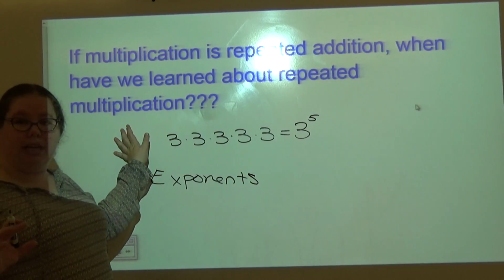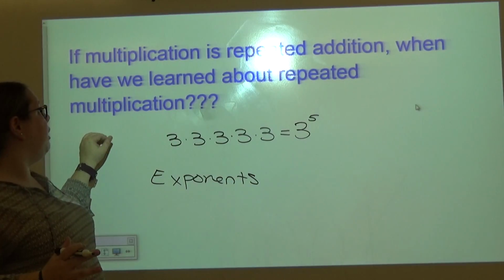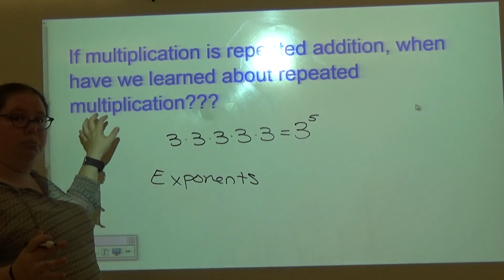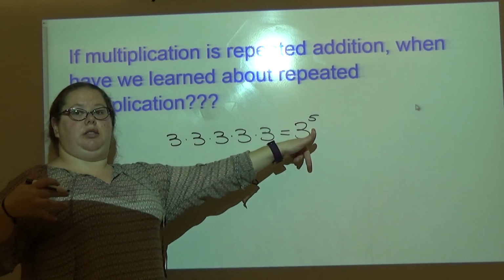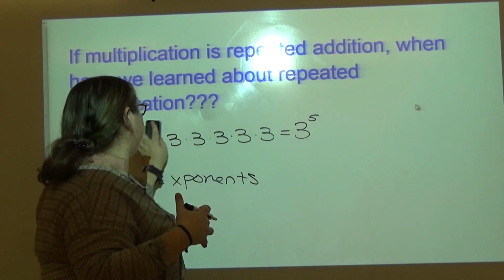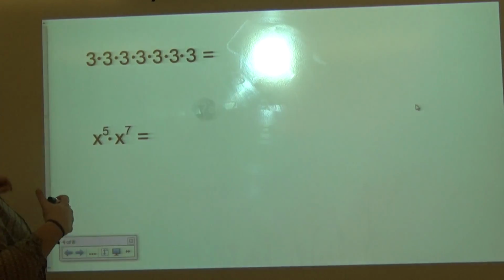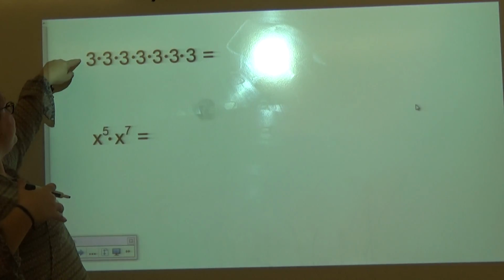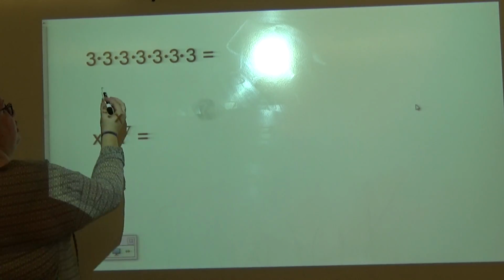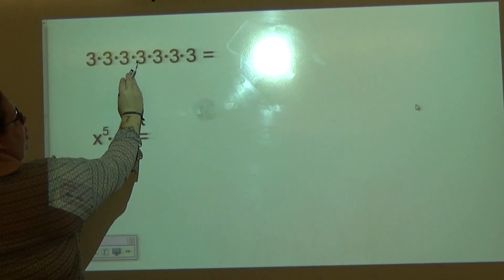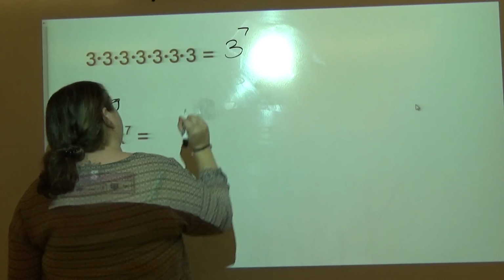And again, if you need time to write this, it's a video, pause the video and write this down. When we talk about repeated multiplication, a bunch of stuff multiplied together, it's exponents. Alright, so for example, I just did those 3s. Think about how many 3s you see and how we write that. 1, 2, 3, 4, 5, 6, 7. So that'll be 3 to the 7th.